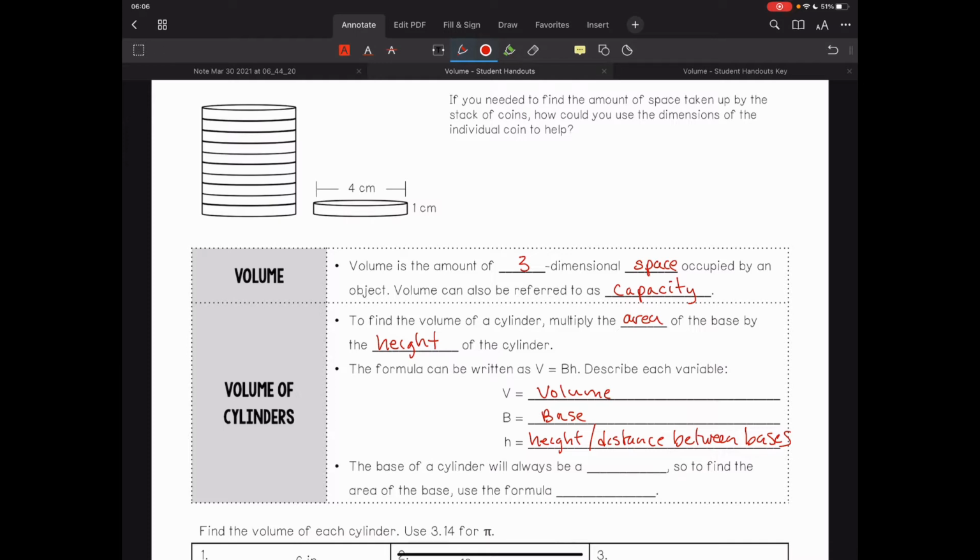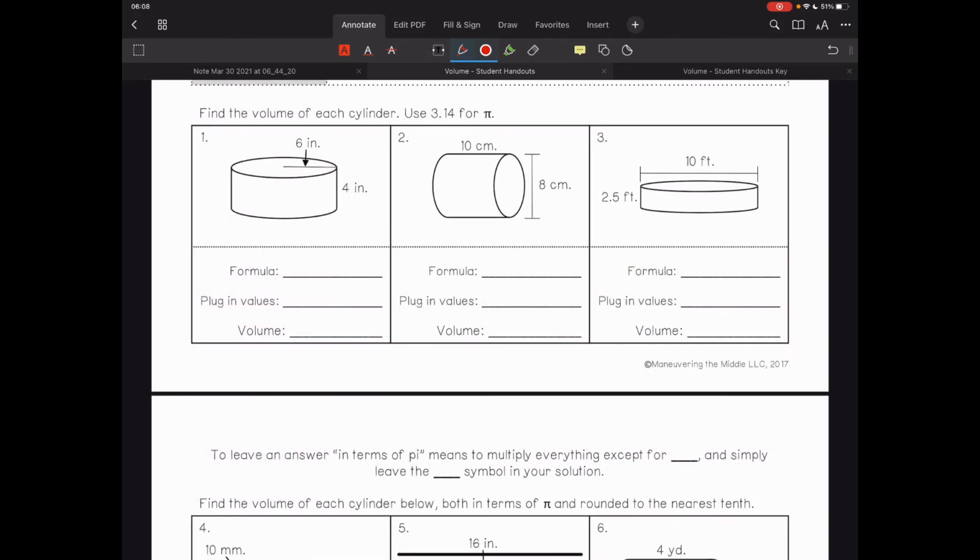Now the base of a cylinder is always going to be a circle. And to find the area of the base, we have to use the area formula of a circle, which is pi r squared. So now let's look at some examples of how we can use the volume formula to calculate the volume. Our instructions here for these examples are asking us to find the volume of each cylinder, and it specifically tells us to use 3.14 for pi.